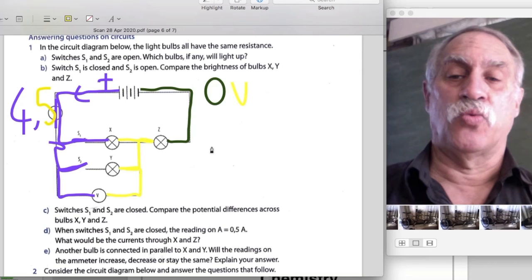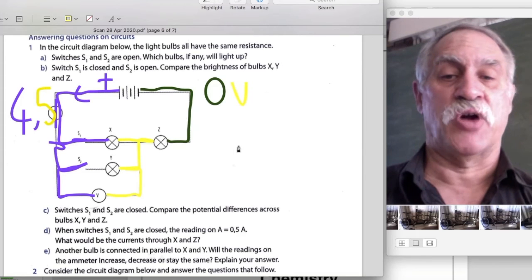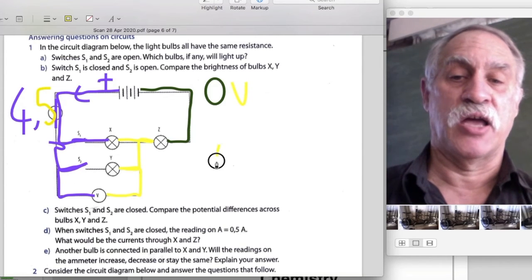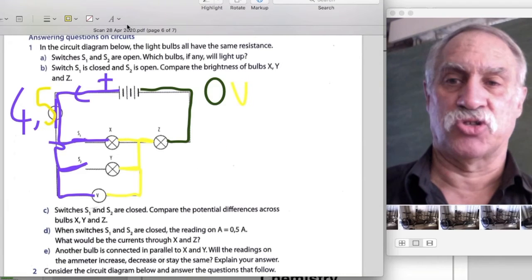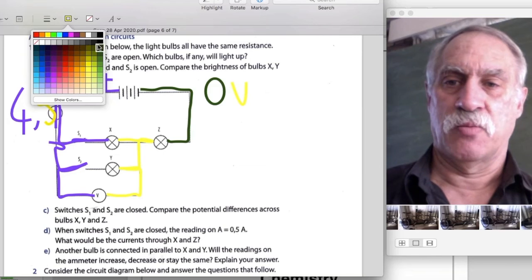And what determines how brightly they glow? And that is the power. Oh, that's not a very good color. Let's delete that. Let's try a different color. Let's get a blackish color.